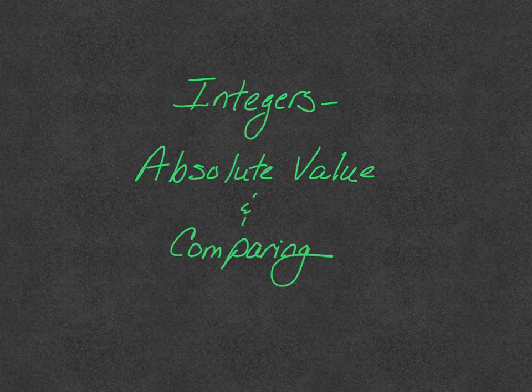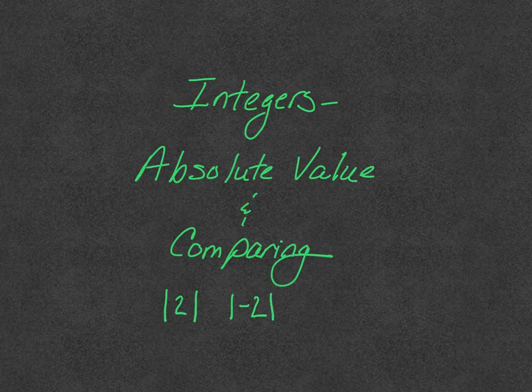In this video, we're going to look at absolute value and comparing integers. So absolute value is represented by two straight lines or parallel lines, and there's usually a number, an integer or rational number inside these two straight lines, or sometimes it's even an expression.